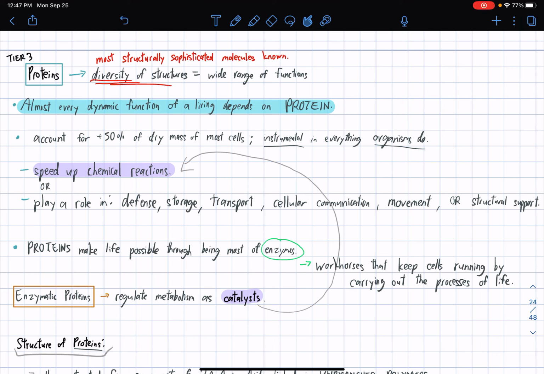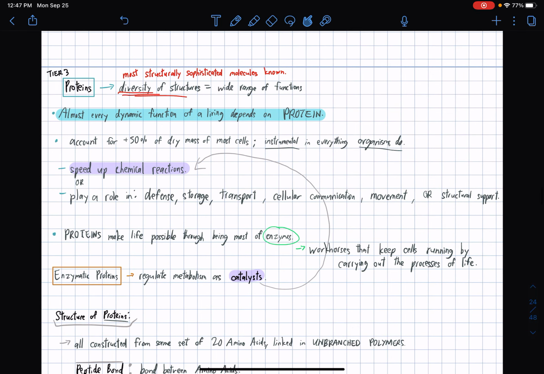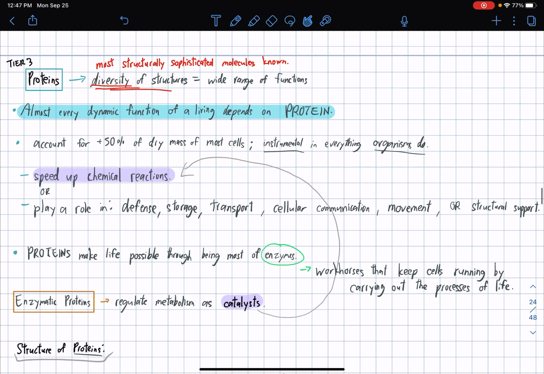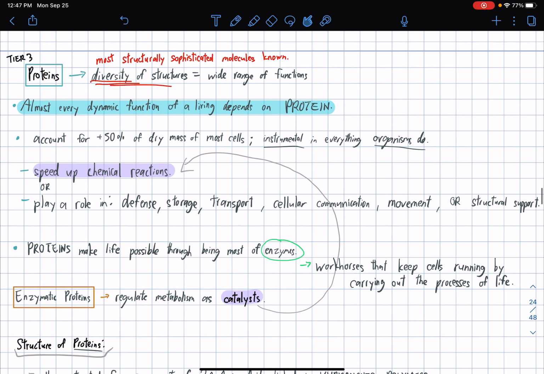In this video, we will be talking about proteins. This is one of the macromolecules that are true polymers. I'll be making two videos on this since it's kind of long, and this is going to be part one.